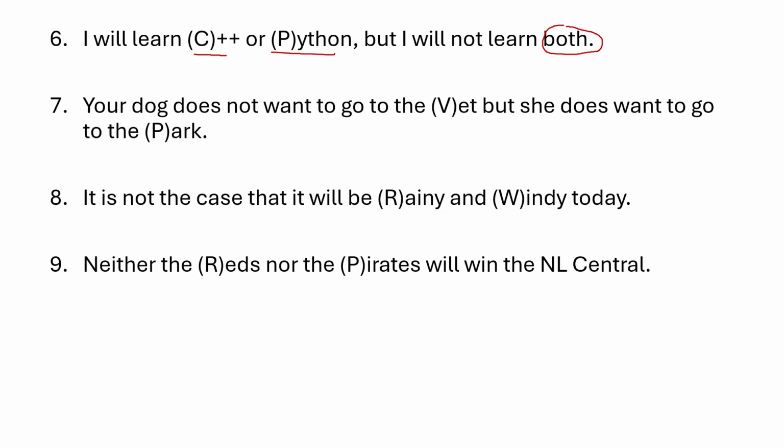Well, let's look at our connectives. So we're going to have an "or," we're going to have an "and," and we're going to have a "not." So for this one, you might also have noticed that we've got a comma here. So it's going to indicate that we're going to have some set of parentheses.